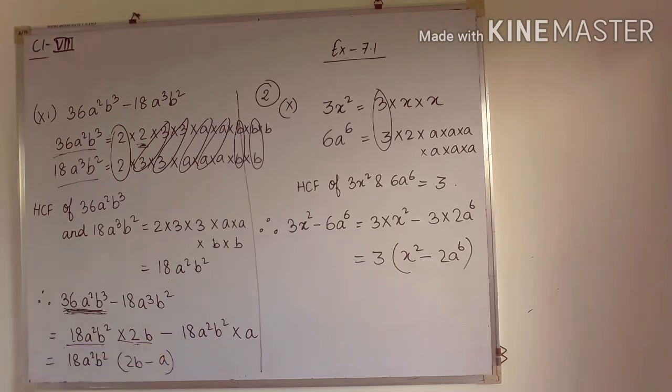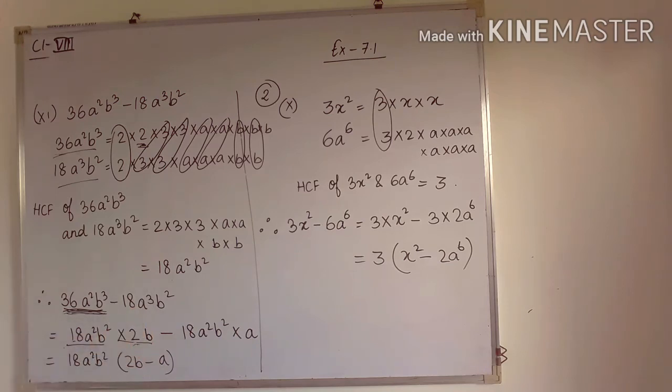Okay, so finally you can also check like this. 18 into 2 is 36. A square, and b square into b will be b cube. Similarly here also you can check: 18, a square into a will be a cube, and this will be b square.